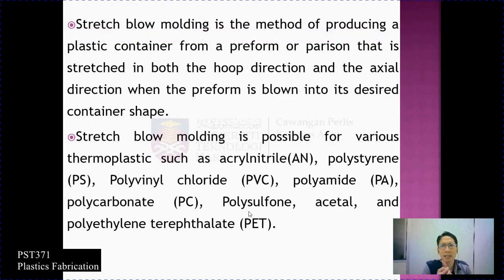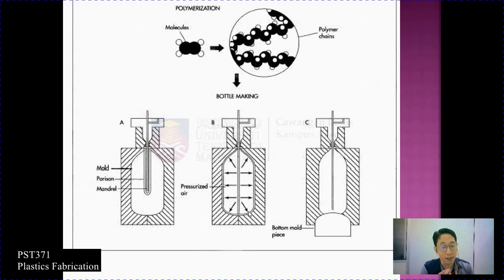Stretch blow molding is a method of producing a plastic container from a preform or parison that is stretched in both the hoop direction and the axial direction when the preform is blown into the desired container shape. Stretch blow molding is possible for various thermoplastics such as acrylonitrile, polystyrene, polyvinyl chloride, polyamide, polycarbonate, polysulfone, acetal, and polyethylene terephthalate. So, a wide range of materials.